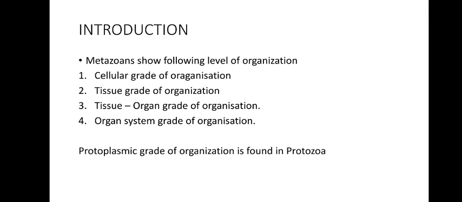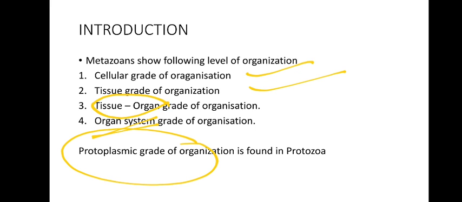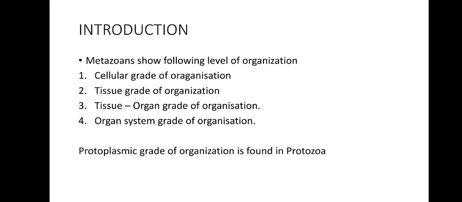And here in metazoans, since we are talking about multicellular animals, there is a cellular grade of organization, tissue grade of organization, then tissue organ grade of organization, and organ system grade of organization. There is also another type of organization that's found in case of protozoa, and it is called protoplasmic grade of organization. Remember, in metazoans, these four types, because we are talking about multicellular organisms. In addition to that, there is also a protoplasmic grade of organization.